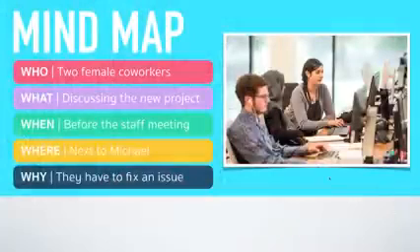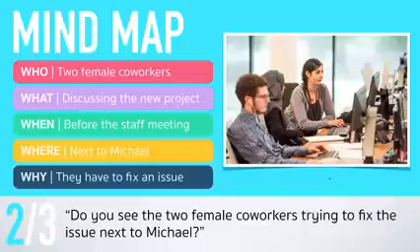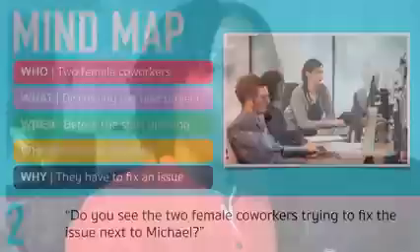But why? Because I already had the 5 W's. I already organized my thoughts. So I was able to speak. I was able to create a sentence, which is what you are going to be able to do after this lesson. But I can change up the sentence. Same information in my mind, but I could also say: do you see the 2 female coworkers trying to fix the issue next to Michael? I suddenly created a question using the same groups of information that I already had in my mind because I thought about the picture using the 5 W's.